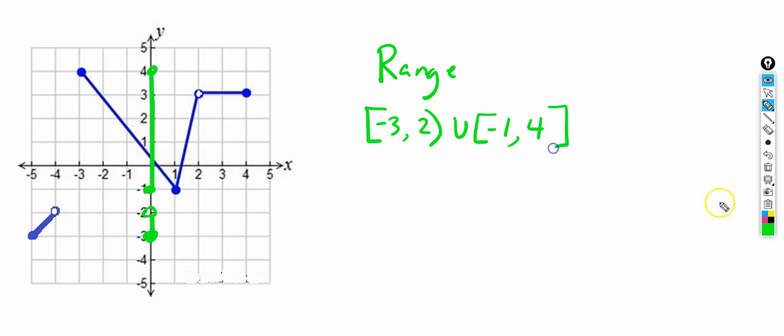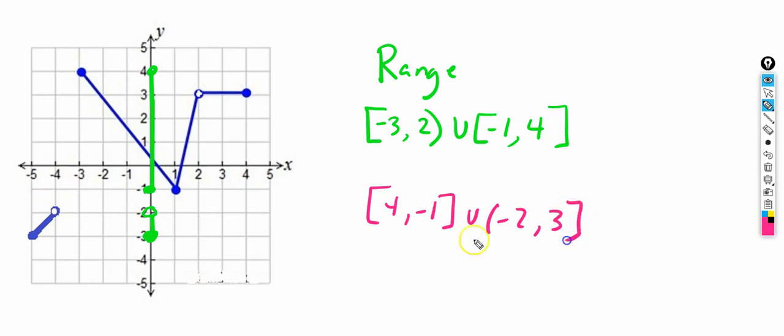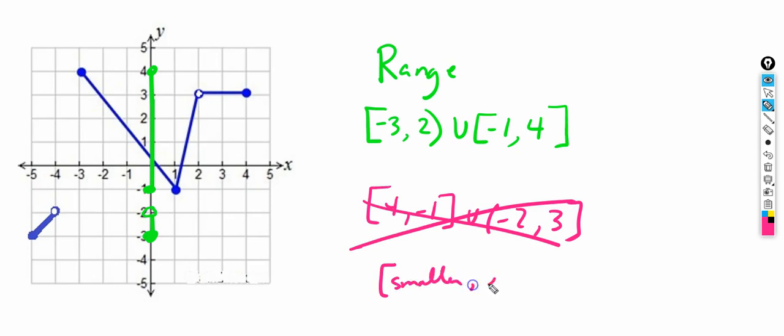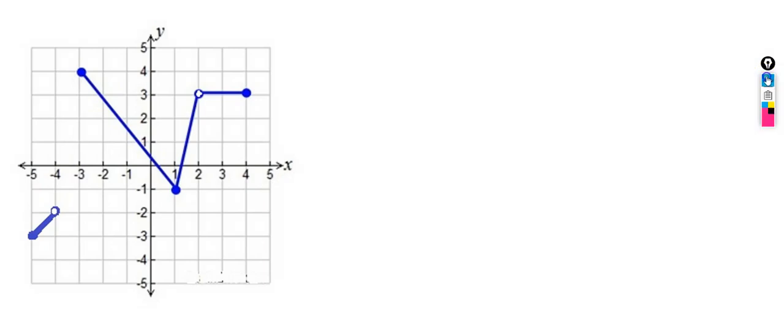Now anything else is wrong. I have a lot of students who'll read this from top to bottom. This is wrong, because this is no longer an interval. In an interval, you have to have the smaller number first, then the larger number. Okay, so just make sure you remember that. Okay, so that's that one.